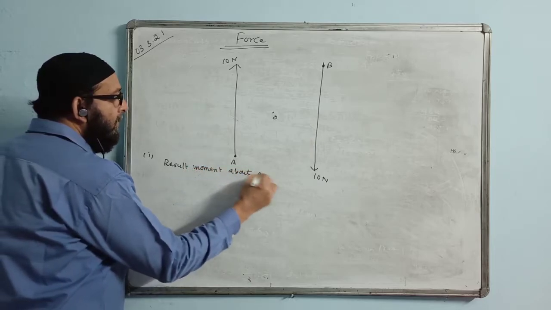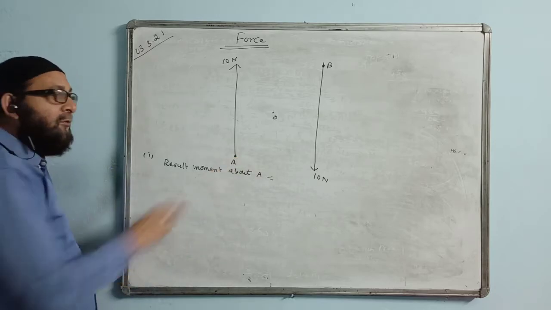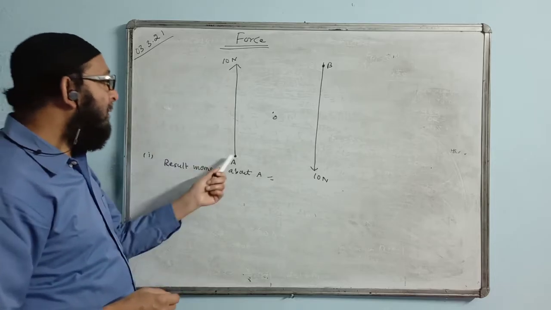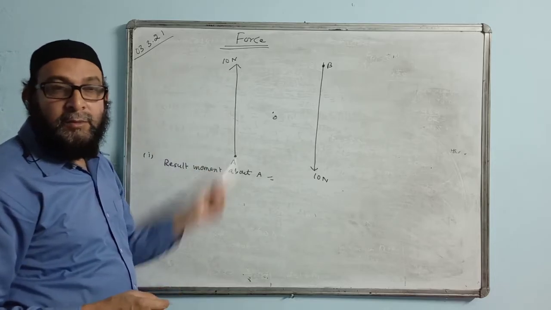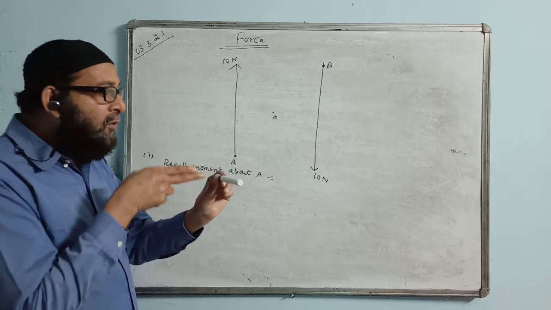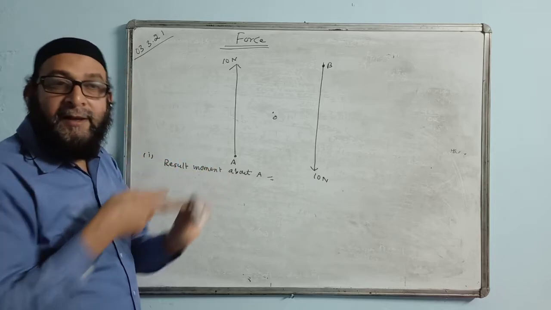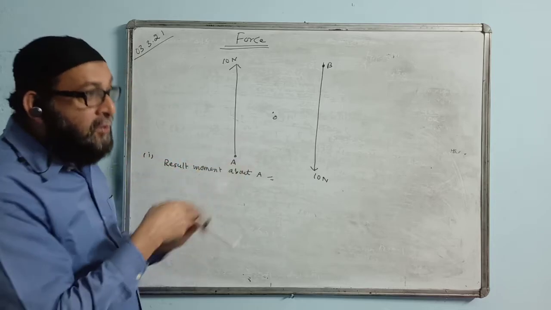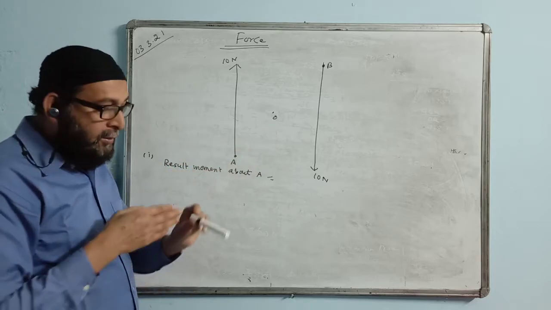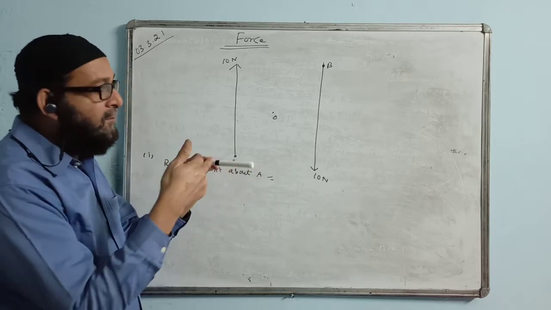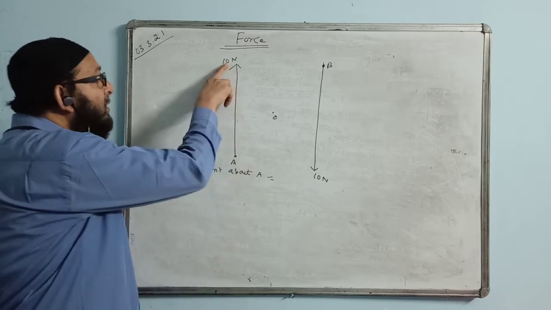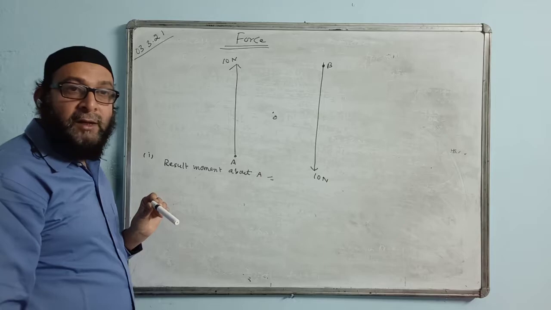Resultant moment about A. That means this is the pivoted point. It is pivoted here, this is your pivot. Here the force is applied on the same point, so there is no perpendicular distance. When you apply the force on the pivot, the turning effect will be 0. If we apply a force on the hinge of a door, will the door turn? It will not turn. The force must be applied at some distance, a perpendicular distance must be there. Since here the force is applied on the point, there is no turning effect.